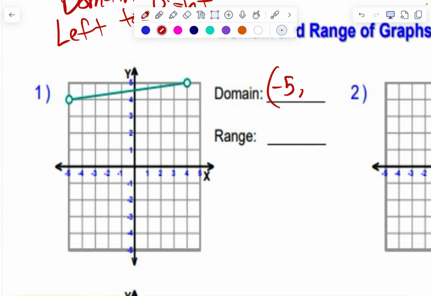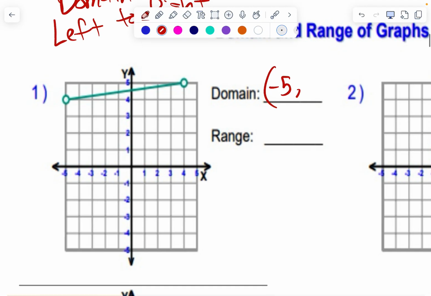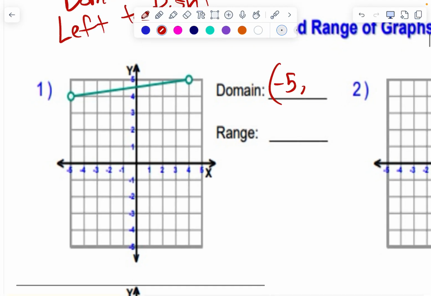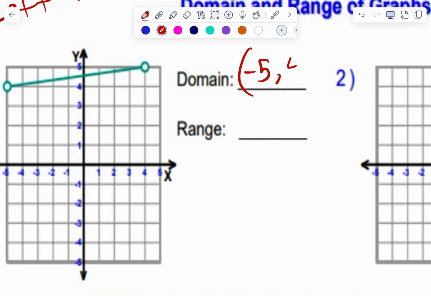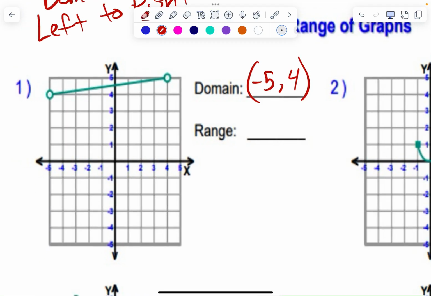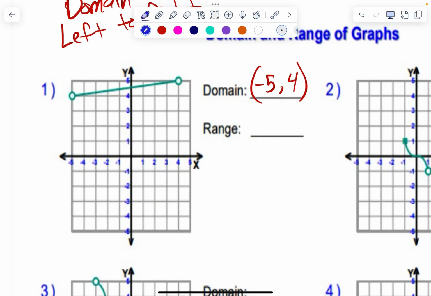So if you think about it, we're using x's, stop. At 4. Can it be 4? Well, is that circle open or closed? Open. So can it be 4? No. Open circle means no, right? Right? Okay. Now let's do range.